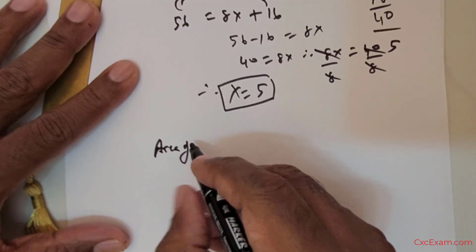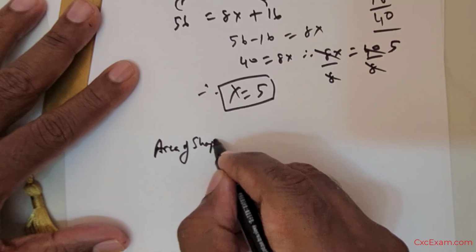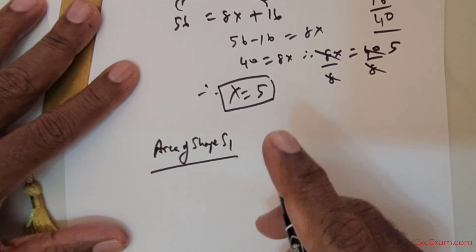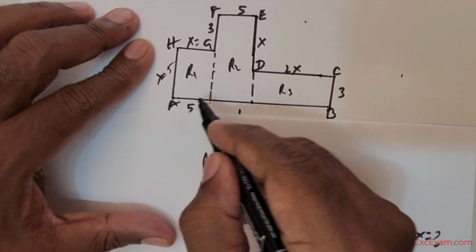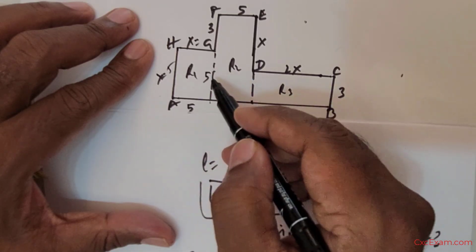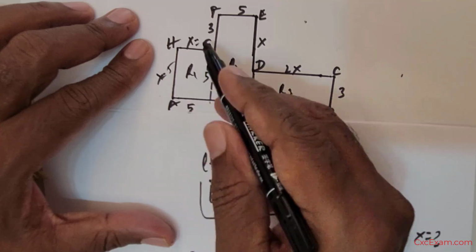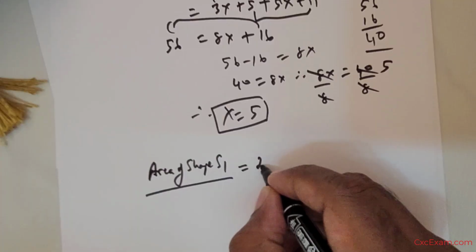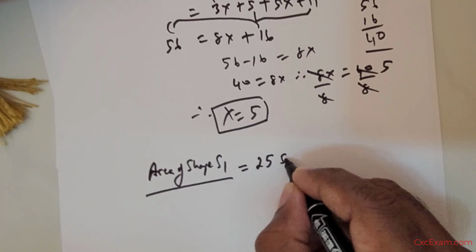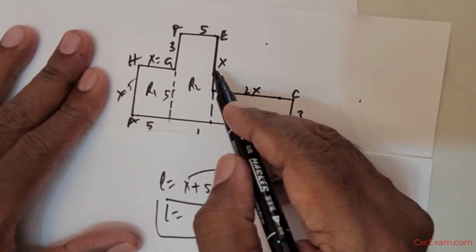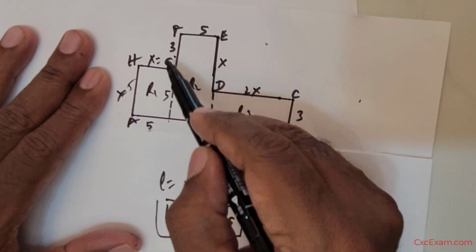So let me calculate the area of, I'm going to simply say shape S1 instead of saying rectangle. X is equal to 5 here, X is equal to 5 here, and X is equal to 5 here, right? So side into side, or a squared, so that's going to be 25 square units. That's S1.